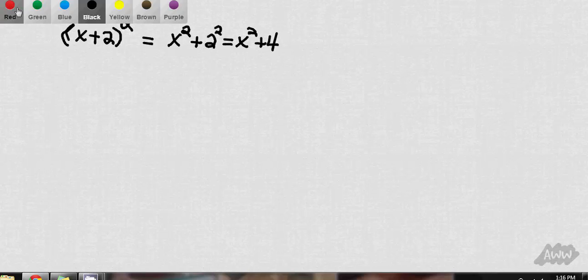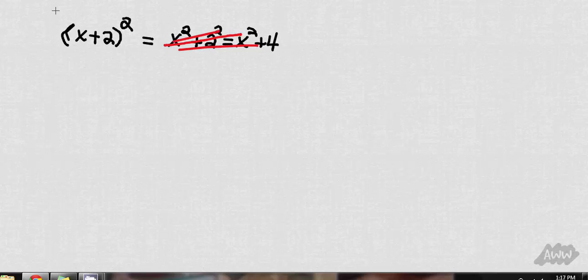Alright, so what I want to look at is (x + 2) quantity squared. First I'm going to show you what the mistake is. What you might mistakenly simplify this to is x squared plus 2 squared, or in other words, x squared plus 4. But that's not the correct way to evaluate this expression. So this is bad. And let me try to prove to you why that is.